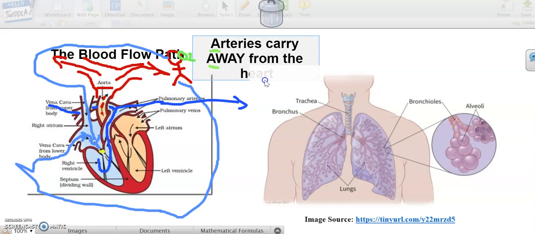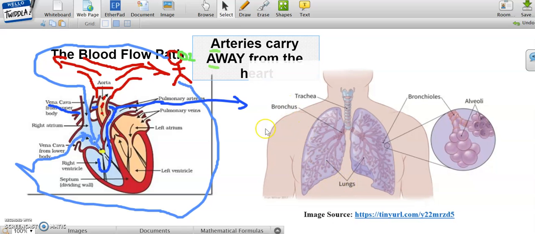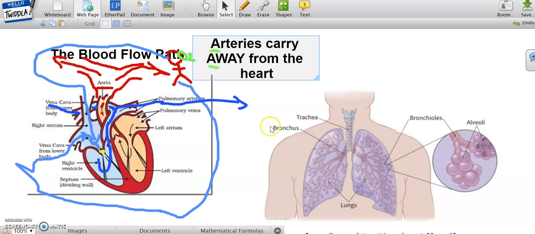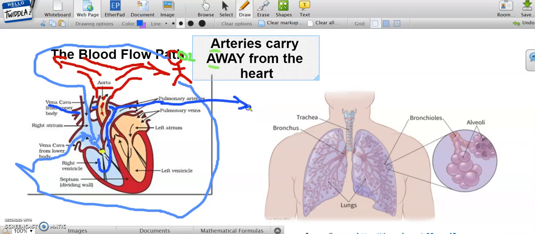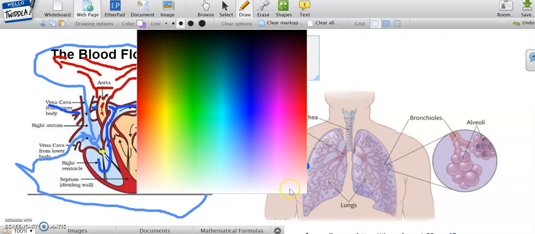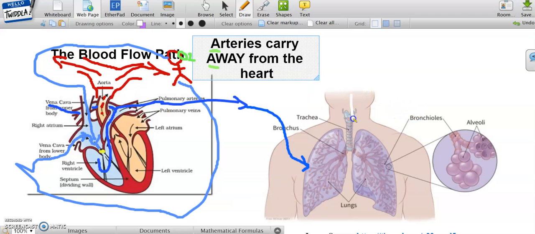I'm going to bring up a picture for you. Okay, so this is a diagram of the lungs, and what we're going to do. So basically this deoxygenated blood is going to the lungs, which is no accident because what do the lungs do? They give oxygen from the air that we breathe.